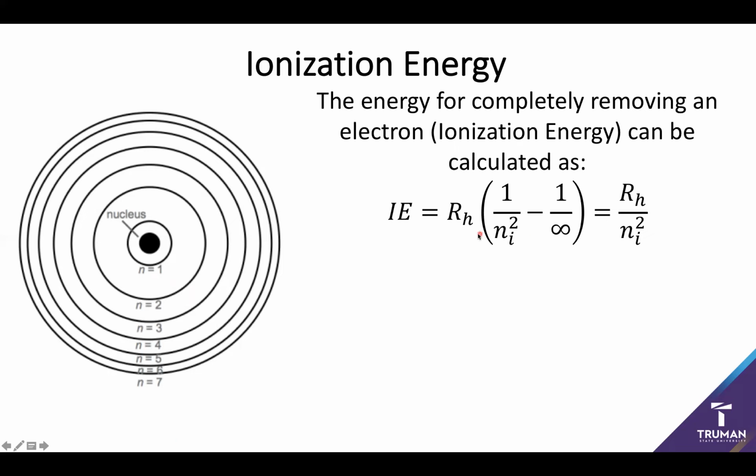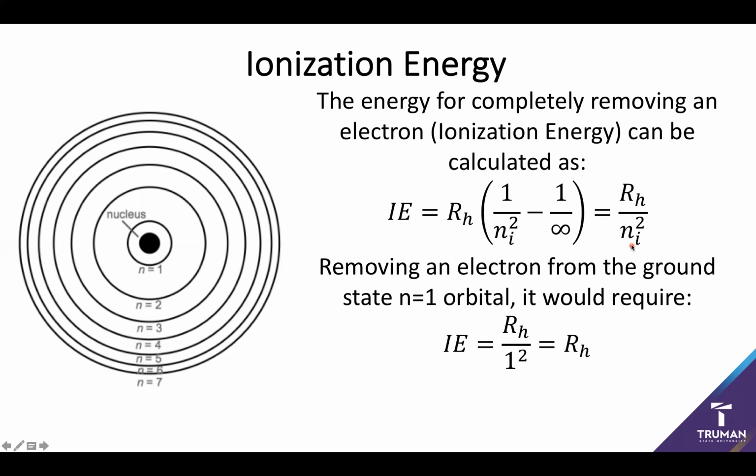And we can use the Rydberg equation for this. Now, when we do this, our initial state is going to be whatever orbit we're looking at. However, our final state is going to be that infinite, and 1 over infinity is 0. So we can simplify this equation as the ionization energy for a hydrogen atom will be the Rydberg energy divided by the square of the energy level I'm moving an electron from. So if I'm moving an electron from the ground state, it's going to require the Rydberg energy, which, by the way, is exactly how the Rydberg energy was calculated, based on the ionization energy of a hydrogen atom, which is, again, the Rydberg energy.